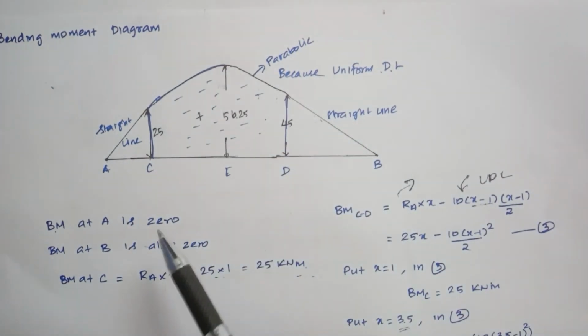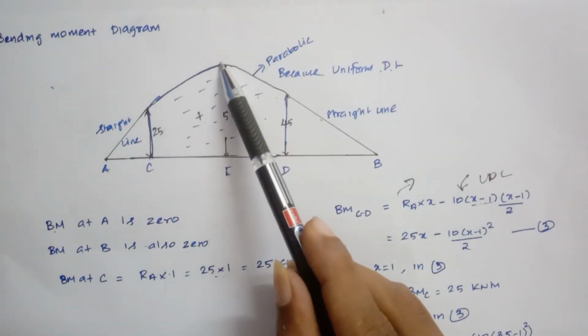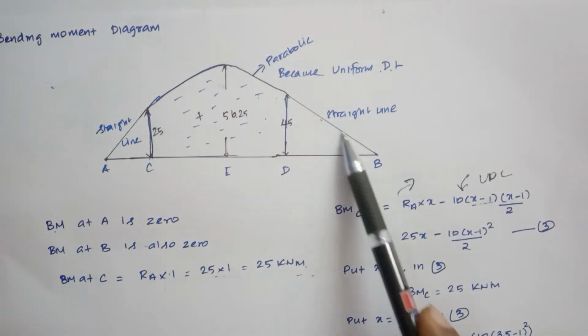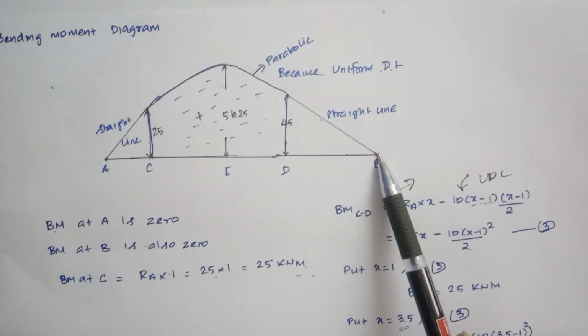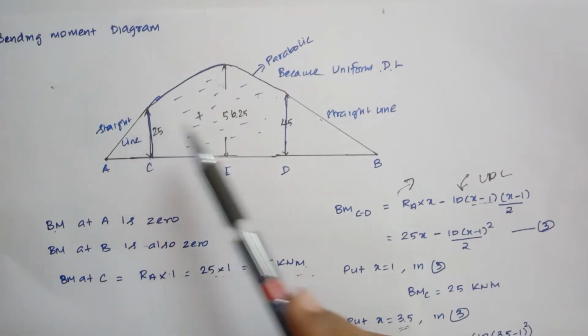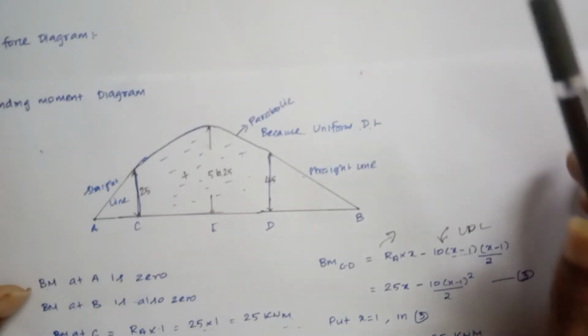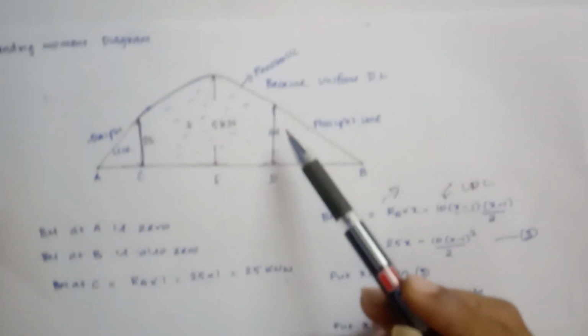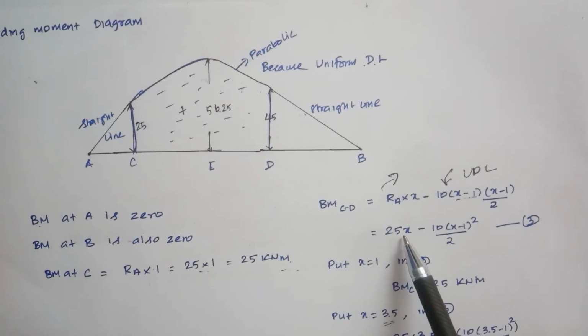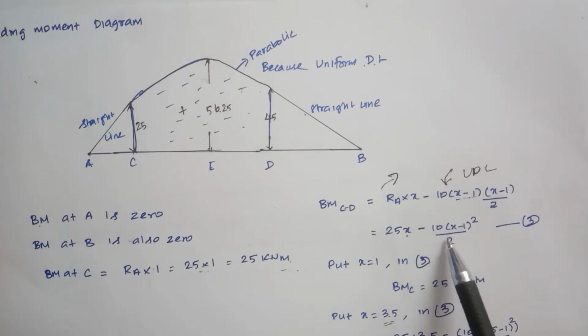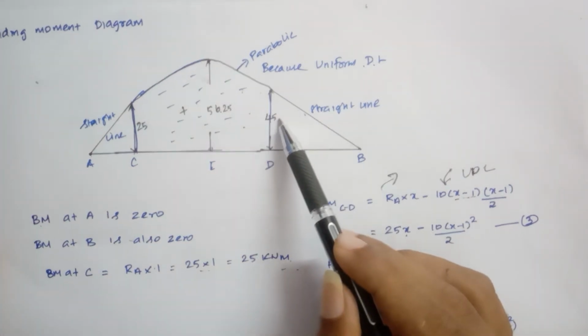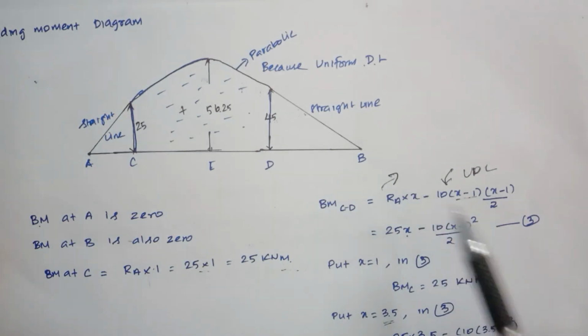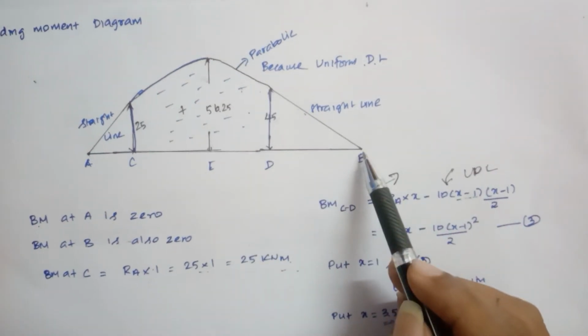We have to draw a parabolic curve for this UDL and a straight line where there is no load. A straight line like that will come. And we can easily find the moment at the other points, for example, put 5 in the equation, 25 into 5 gives 125. Like that we can calculate and find it very easily. The bending moment at D comes to 0. After all, it comes to 0.